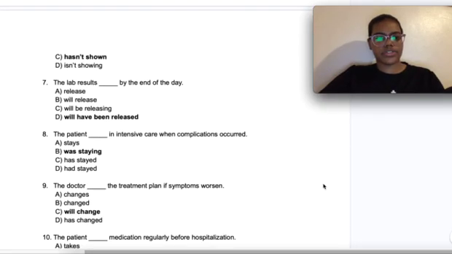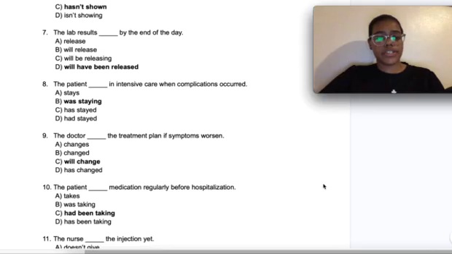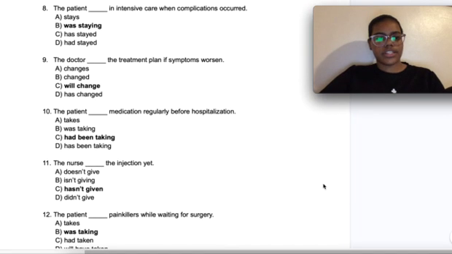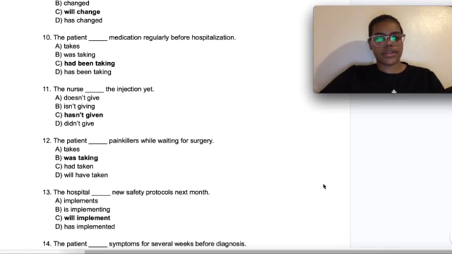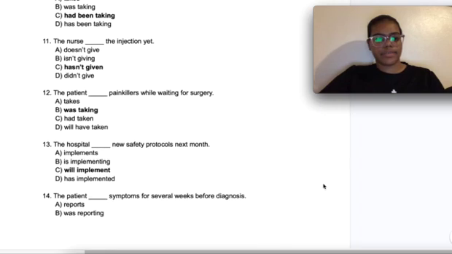7. The lab results will have been released by the end of the day. 8. The patient was staying in intensive care when complications occurred. 9. The doctor will change the treatment plan if symptoms worsen. 10. The patient had been taking medication regularly before hospitalization. 11. The nurse hasn't given the injection yet. 12. The patient was taking painkillers while waiting for surgery.